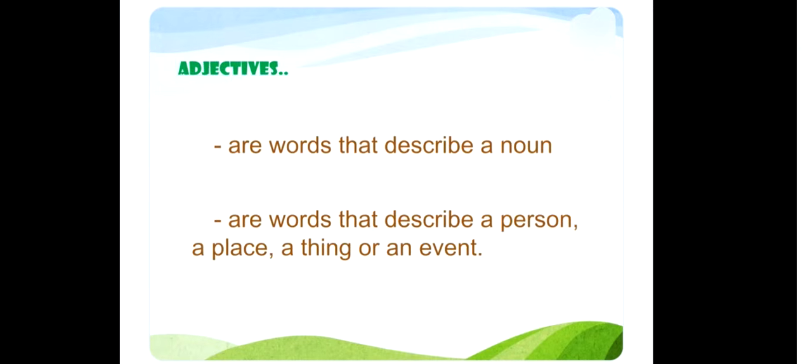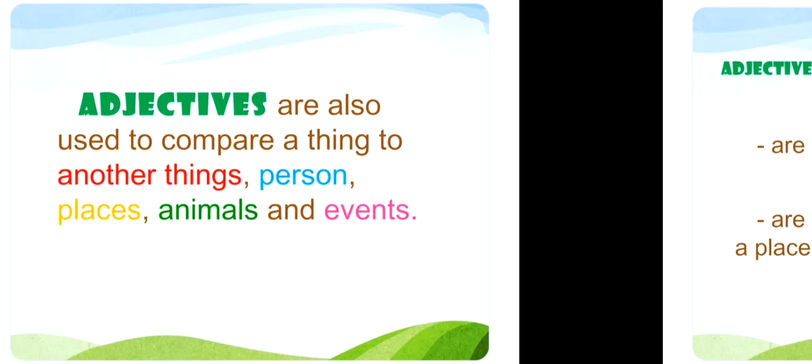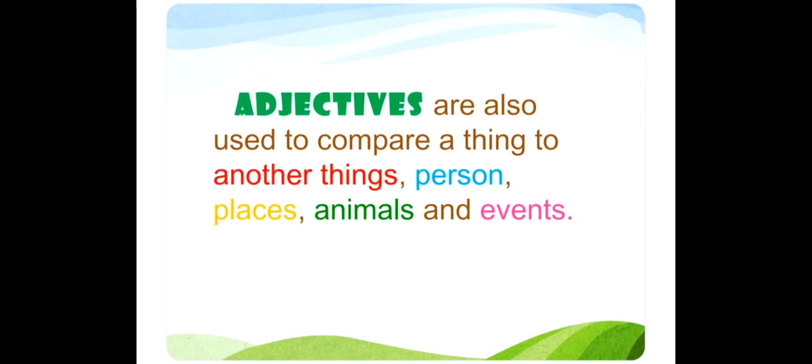So what are adjectives? Adjectives are words that describe a noun or pronoun. Adjectives are words that describe a person, a place, a thing, or an event. Adjectives are also used to compare a thing to another thing, person, place, animal, or event. Sometimes we use adjectives for comparison as well.